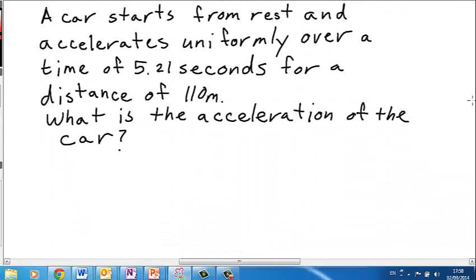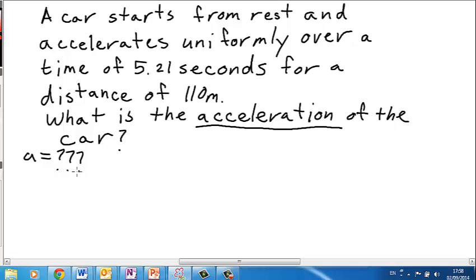So a car starts from rest and accelerates uniformly over a time of 5.21 seconds for a distance of 110 meters. What is the acceleration of the car? So first off, what is the problem asking us? It's asking what the acceleration of the car is. So we know the problem is asking us to find an acceleration.